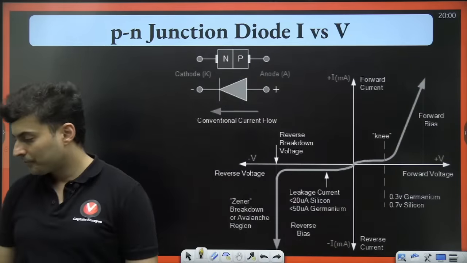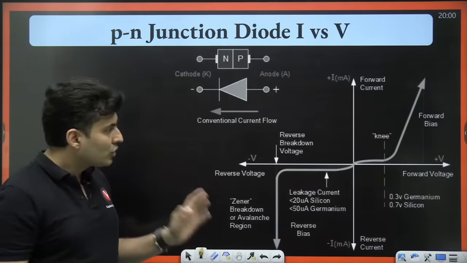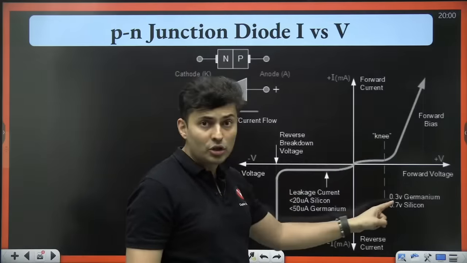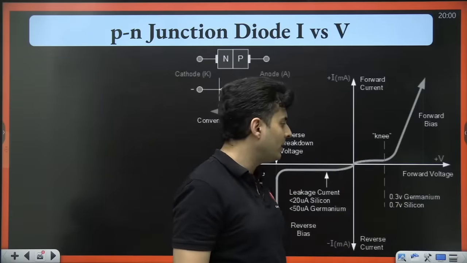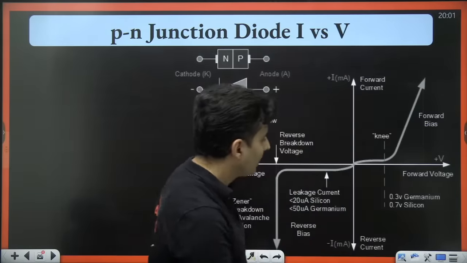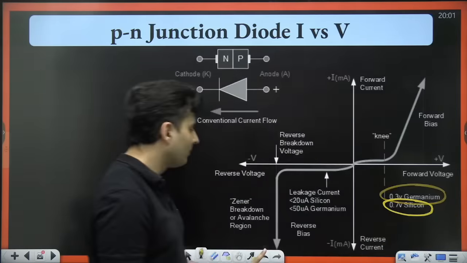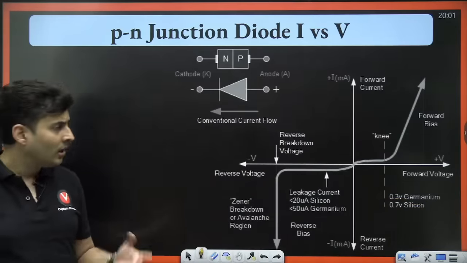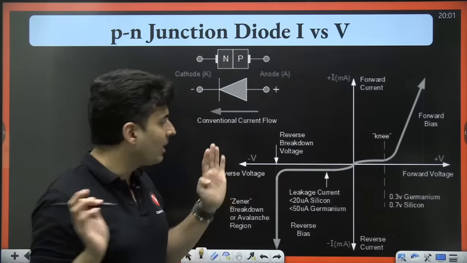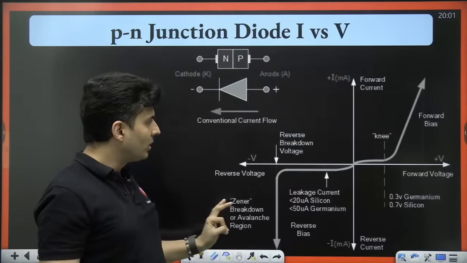Everybody with me? Very nice. So this is very, very important. And you should remember the knee voltage for germanium and silicon. It is 0.7 volts for silicon and 0.3 volts for germanium. After these voltages, the current increases by a good amount.